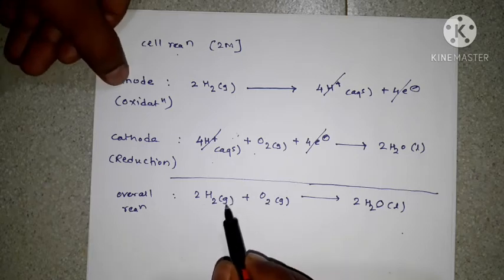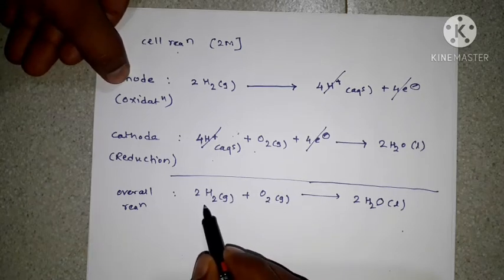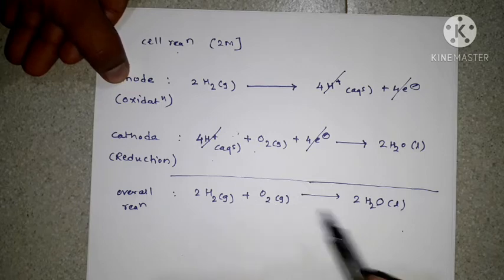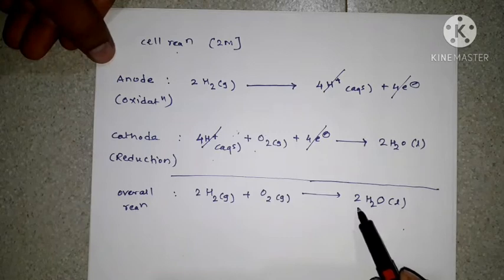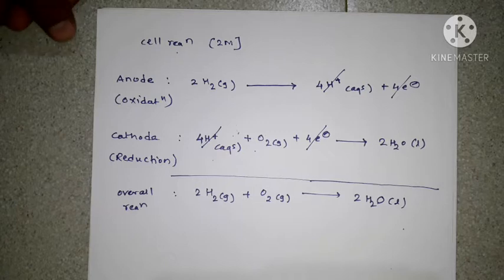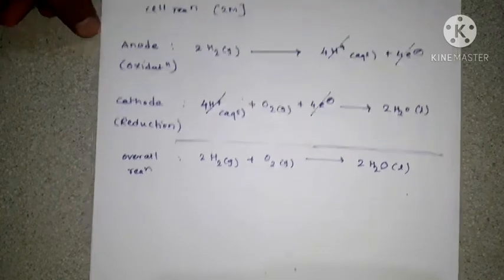Okay, the overall cell reaction is 2H2, that means hydrogen gas and O2 gas, when they come together, then water is formed as a byproduct. That is the phosphoric acid fuel cell, which is used for generating electric current, or energy. Okay, so this is the overall reaction.